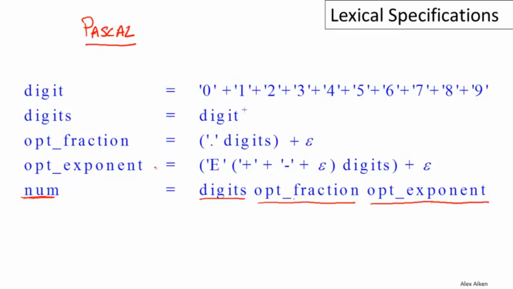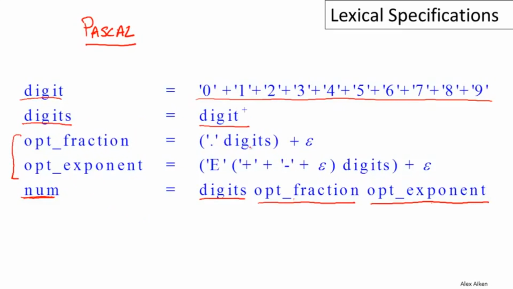So now let's work briefly from the bottom up. Let's just check that digits are what we expect. A single digit is in fact the union of all the common digits, just as we would hope. And then a non-empty sequence of digits is digit plus. So this is what we've already seen. And now the interesting bit is to look at how the optional fraction and the optional exponent are defined. The optional fraction looks a little less scary, so let's do that one first.